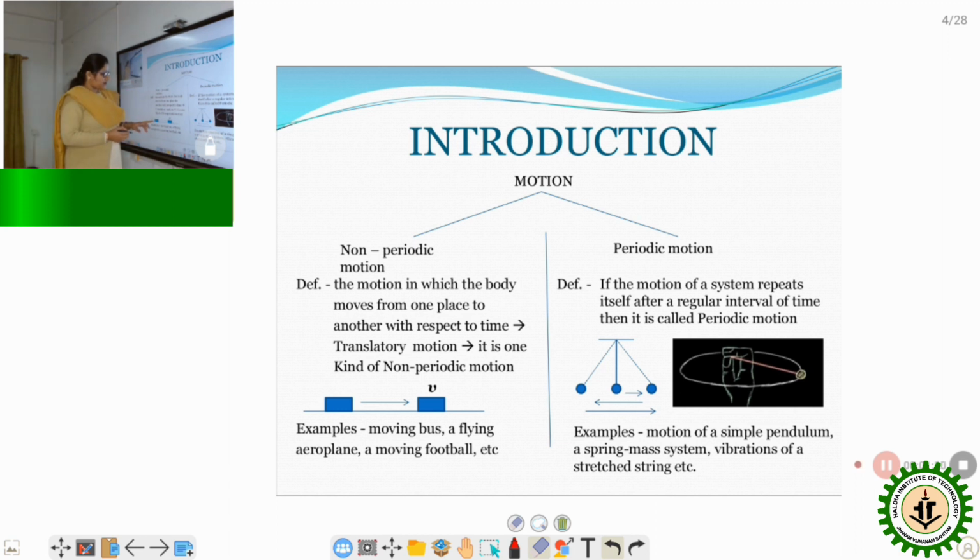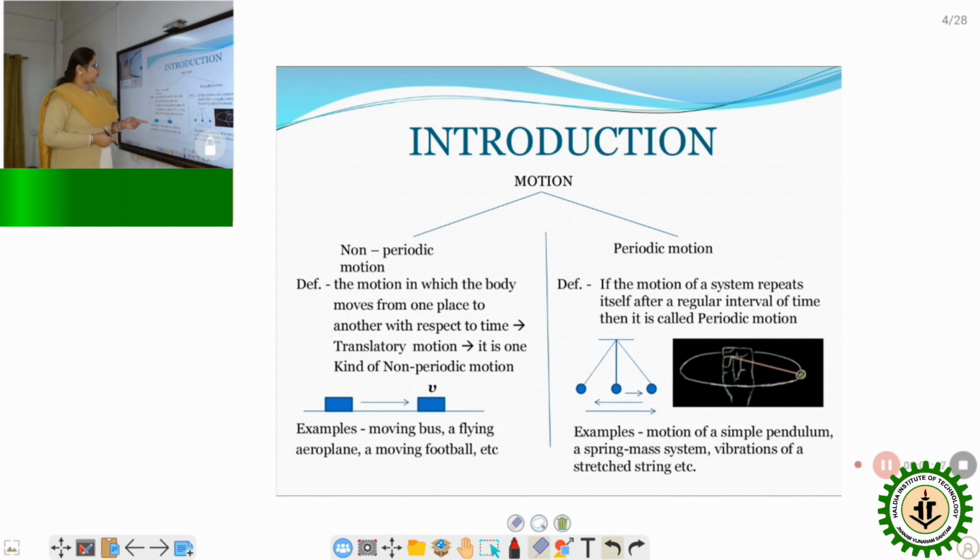Suppose you can see there is a block. When I push this block, it will change its position from point 1 to point 2. This motion is a kind of translatory motion, so it translates from one point to another point. But its motion is not repetitive in nature. That kind of motion is called non-periodic motion.